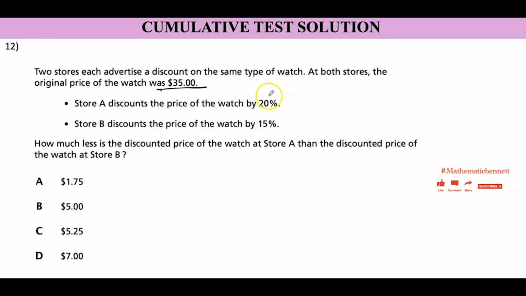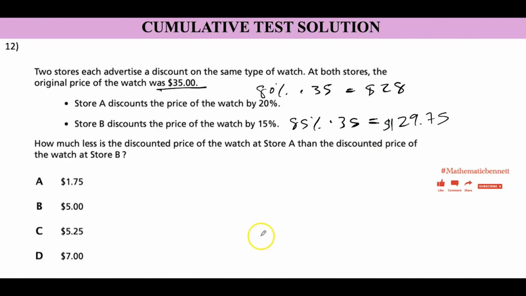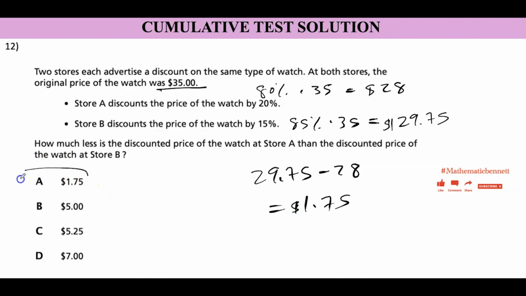So if they are taking off 20%, we're only paying 80% of the cost. So we're only paying 80% of 35, which gives me $28. And if we take off 15%, that means we're only paying 85% of the cost. So we're only paying 85% of 35, which is $29.75. So how much less would it be? It would be 29.75 minus 28, which is $1.75, which makes our answer A.